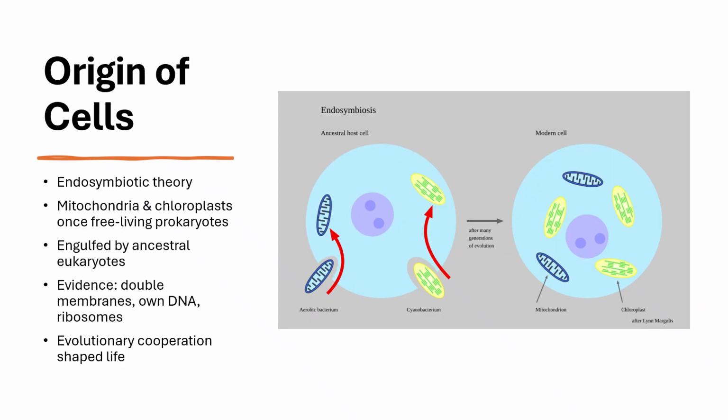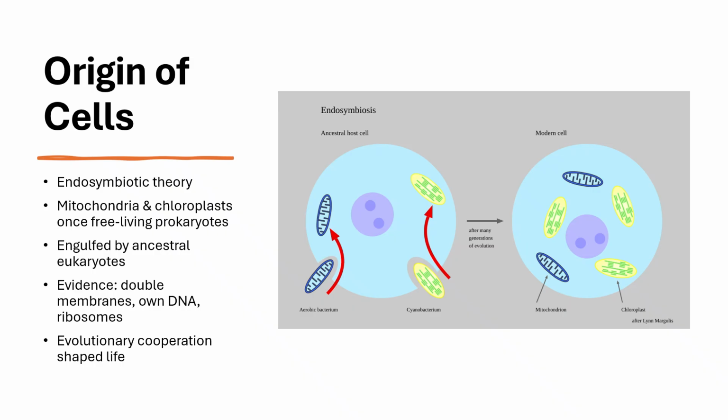The endosymbiotic theory explains the origin of mitochondria and chloroplasts. It proposes that these organelles were once free-living prokaryotes. They were engulfed by ancestral eukaryotic cells and formed a symbiotic relationship.